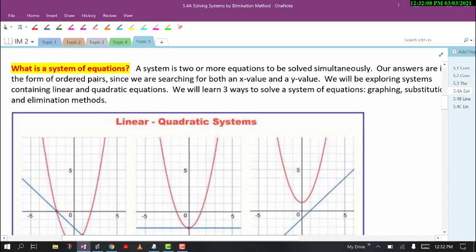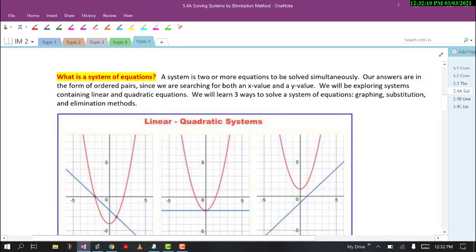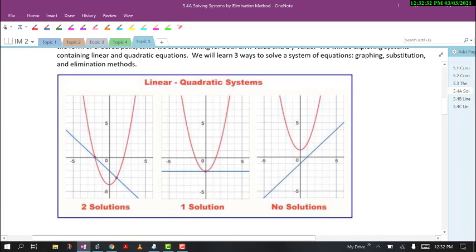Well, what is a system of equations? It's a system with two or more equations that have to be solved at the same time. The answers are ordered pairs. We're looking for an x and a y value of where they intersect. We'll learn 3 ways to solve these: graphing, substitution, elimination. Today we'll be doing elimination. And again, kind of like what we did in the warm-up.